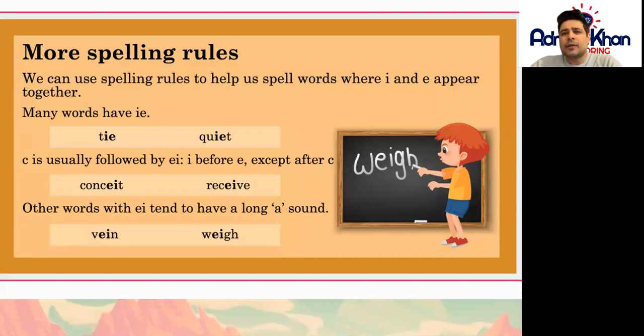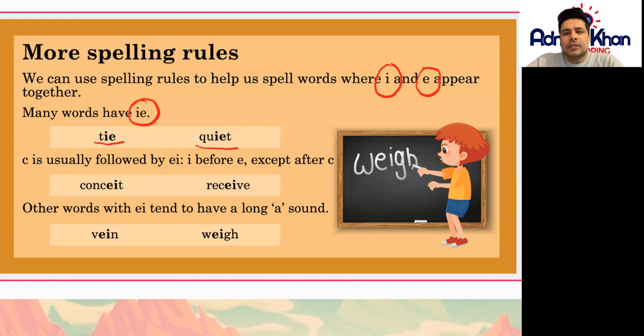So we can use spelling rules to help us spell words where I and E appear together. So we're looking at I and E appearing together. Many words have IE in them, such as, for example, tie or quiet.